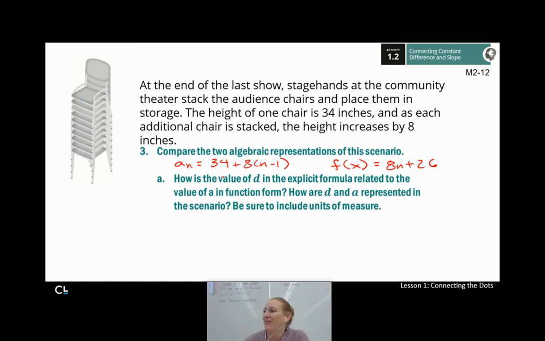How does the value of d relate to the value of a in our function form, right? Because we have this guy, f of x, if you recall, equals ax plus b. How are our d and our a related to each other? So a sub n equals a sub 1 plus d times n minus 1. How is the value of d in the explicit formula related to the value of a in our function form? And how are they represented in the scenario? Make sure you include your units. Hit pause, jot down your thoughts, hit play to keep going.